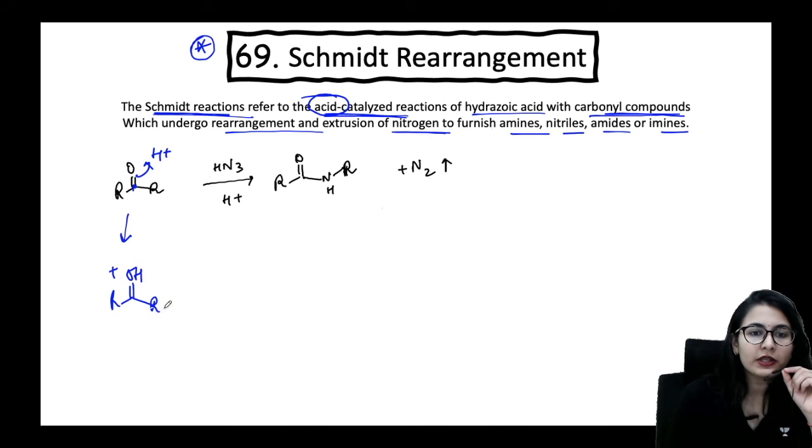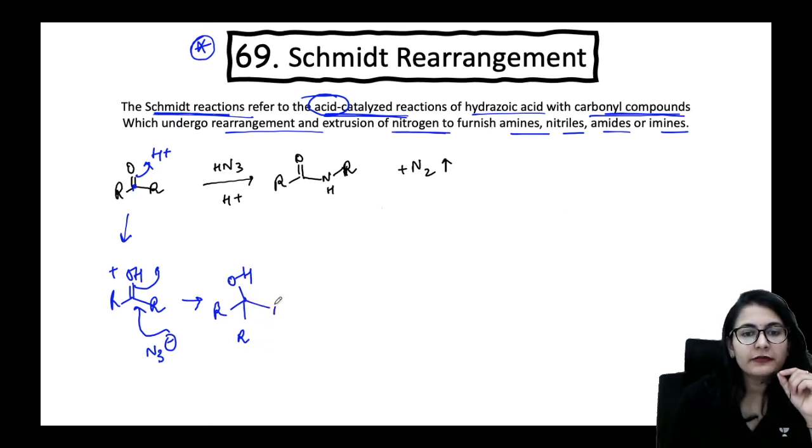The ketone is going to be protonated like this, and then the azide is going to attack. The N3 minus is going to attack over here, and you get OH R. I have deliberately kept these two R groups the same, so that you don't have to first think about which is going to migrate. First, just see the mechanism.